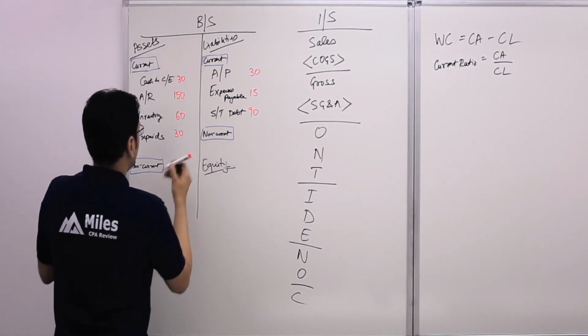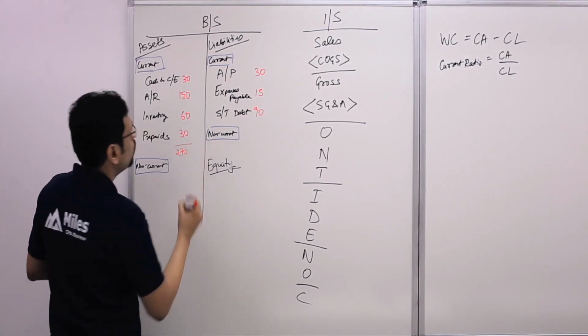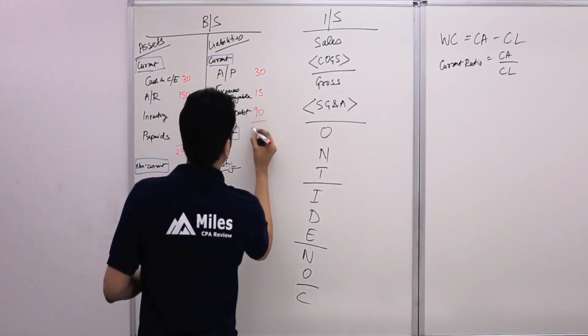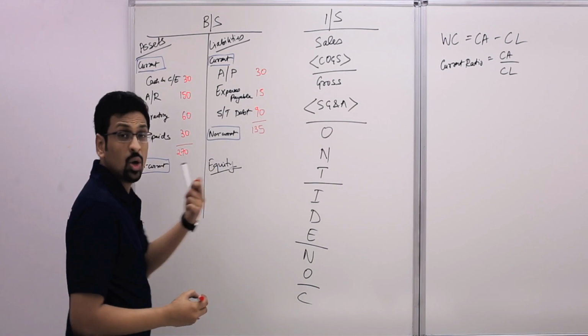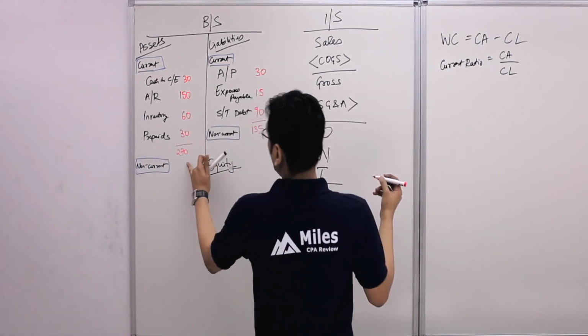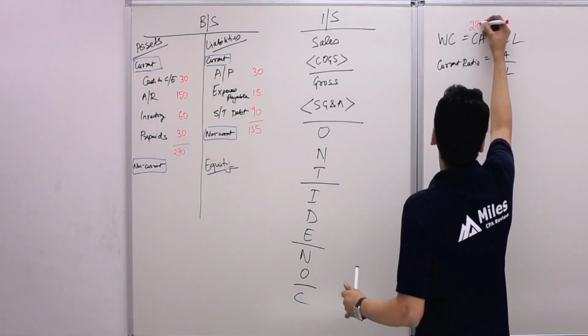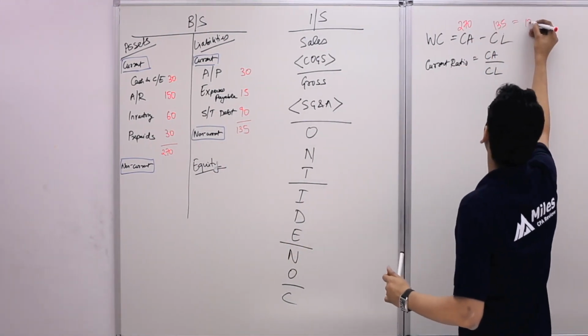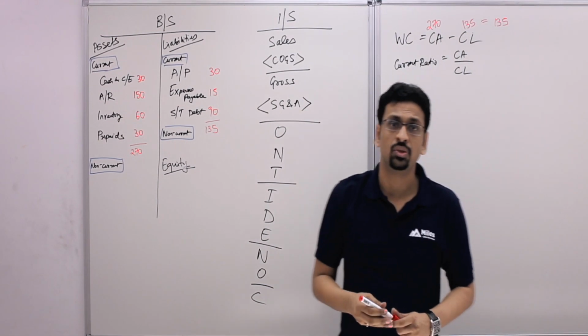180, 240 and 270. What's our current liabilities? 90 plus 30, 120 plus 15, 135. So guys, what's the working capital here? We got current assets of 270, current liabilities of 135. So working capital is $135,000.